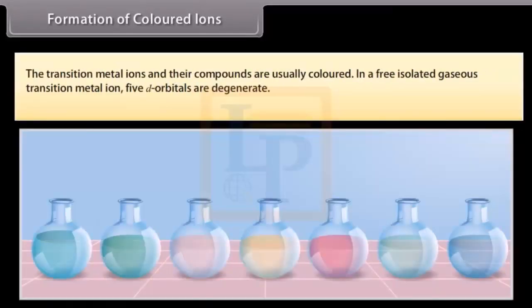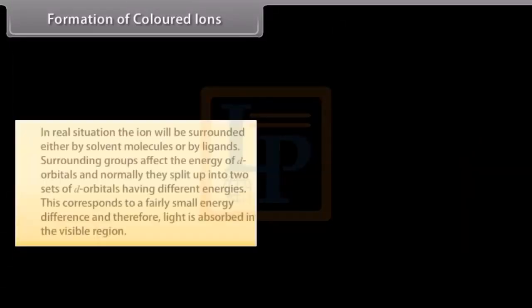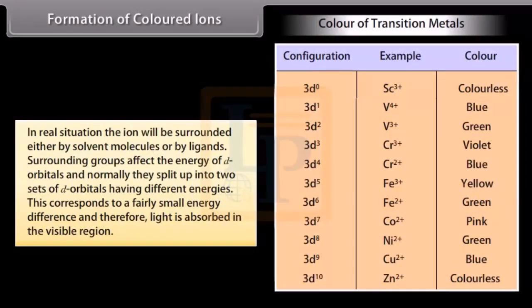Formation of colored ions. The transition metal ions and their compounds are usually colored. In a free isolated gaseous transition metal ion, 5 d orbitals are degenerate. In real situation, the ion will be surrounded either by solvent molecules or by ligands. Surrounding groups affect the energy of d orbitals and normally they split up into two sets of d orbitals having different energies. This corresponds to a fairly small energy difference and therefore light is absorbed in the visible region.